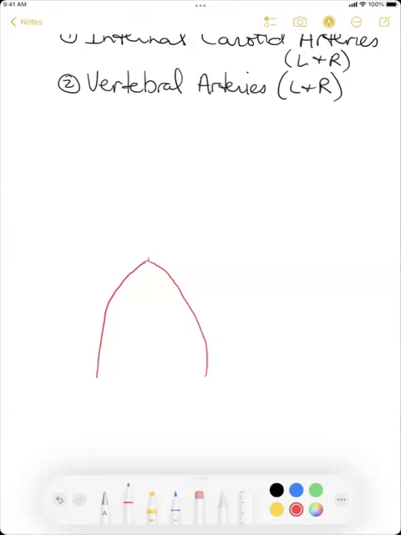So there's the left vertebral artery, and there is the right vertebral artery. These connect together to make something called the basilar artery. Sometimes it's referred to as the vertebrobasilar artery. I just call it the basilar artery.